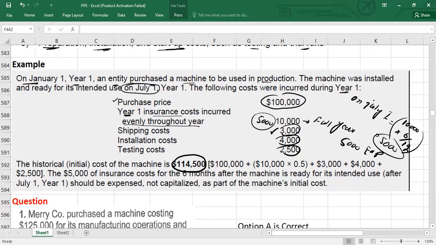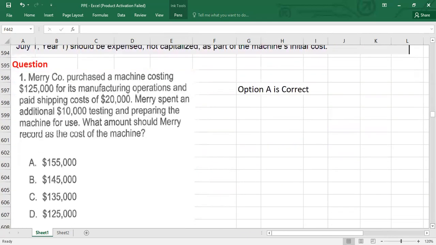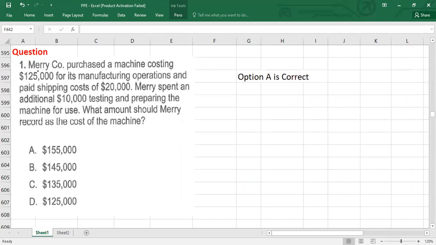So here we have a small question to practice. They are telling you Mary company purchased a machine costing 125,000 for its manufacturing operation and paid shipping cost of $20,000. So it's also capitalized, and purchase price is also capitalized. Mary spent an additional $10,000 on testing and preparing the machine for use. It means testing cost is also capitalized.